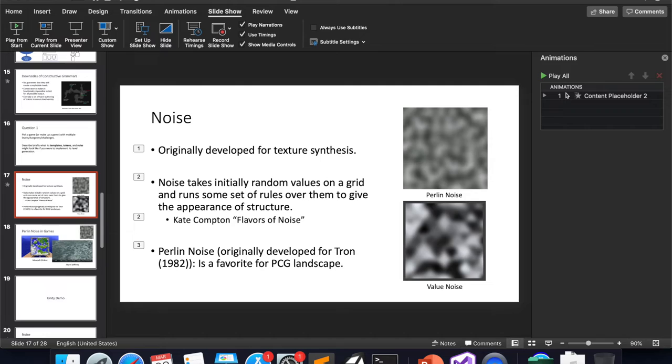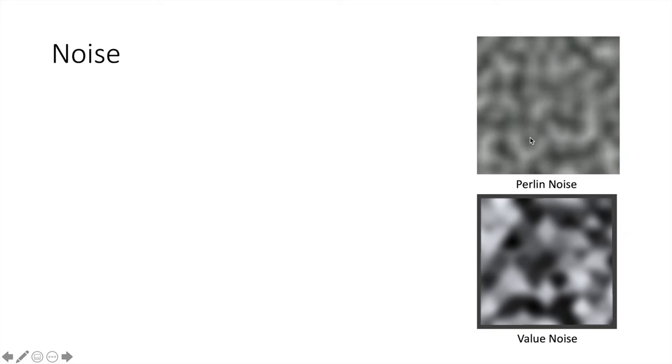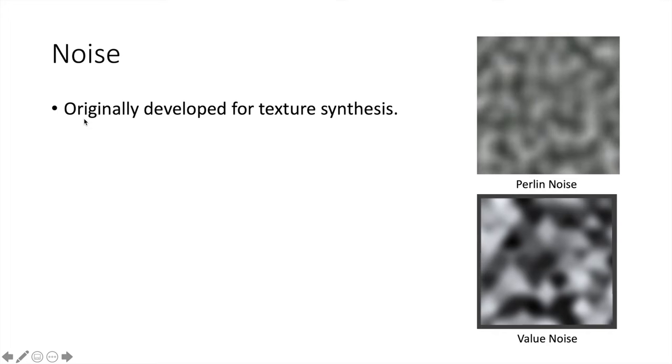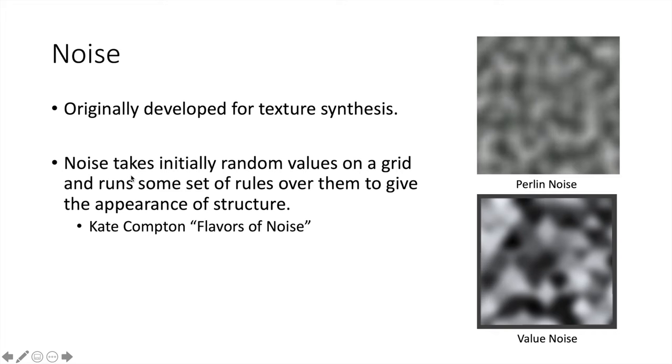Hi, mouse. So over here on the right, we have Perlin noise and we have value noise. So two different kinds of noise. Now, noise was originally developed for texture synthesis back in the early-ish days of 3D graphics. Texture, if you're not familiar, is a set of instructions for how a 3D object is going to look, in terms of its actual texture: what it looks like instead of its structure. Now, noise takes initially random values on a grid and runs some set of rules over them to give them the appearance of structure.